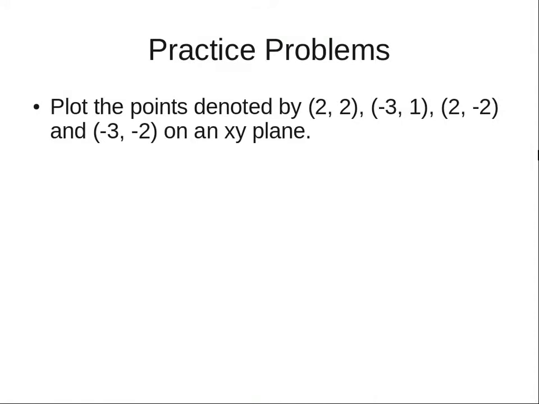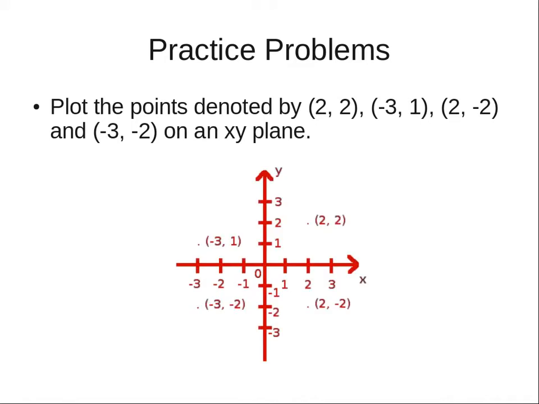Next topic, next practice problems. Plot the points denoted by (2, 2), (-3, 1), (2, -2), and (-3, -2) on an XY plane. Pause the video and try that now. Answer. There's a diagram of what's called an XY plane. In that diagram, I've plotted those 4 points correctly.